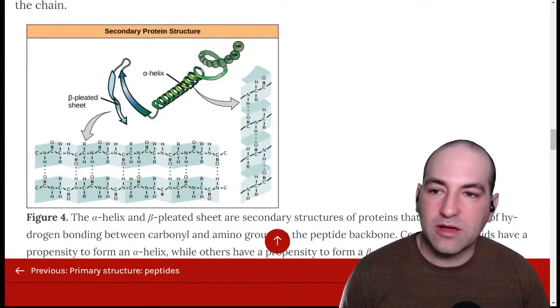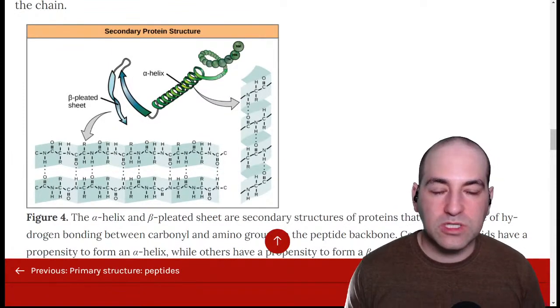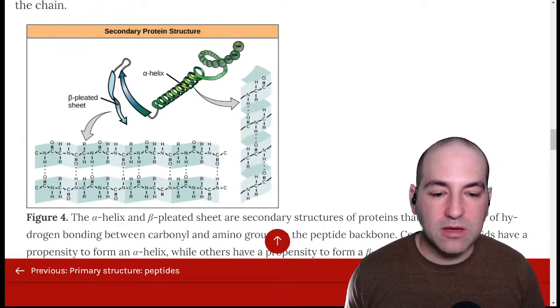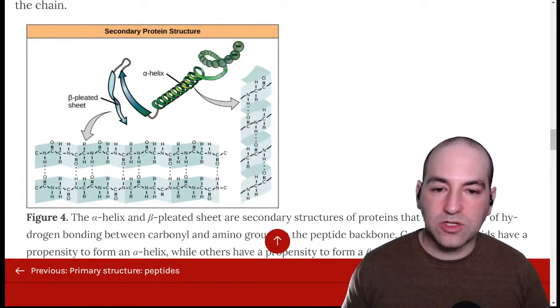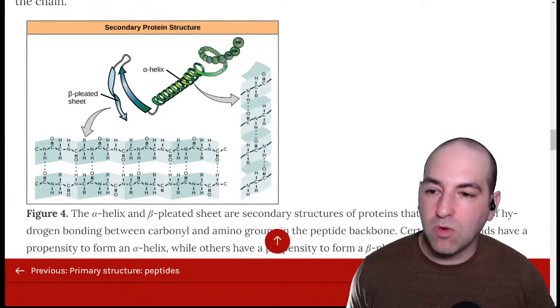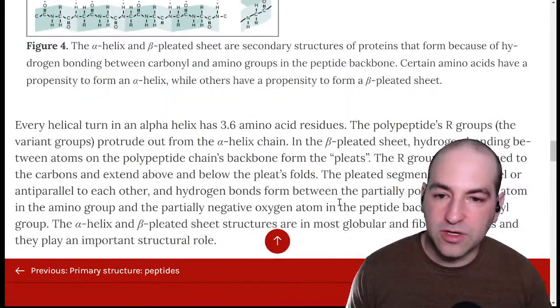So as we're zooming out, we're no longer focusing on which amino acid is connected to which. We're thinking more about what the structure looks like if we zoom out more. And that's the secondary structure.